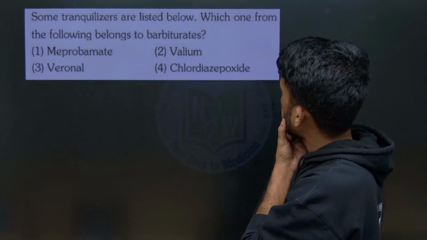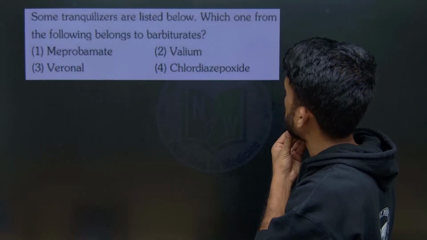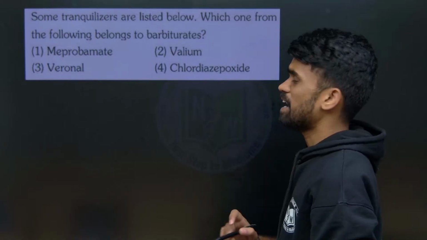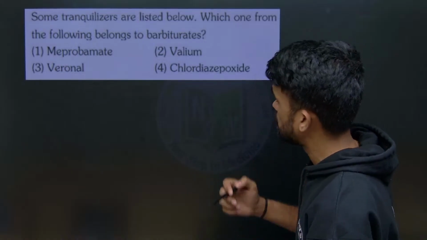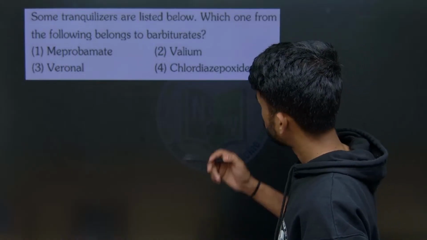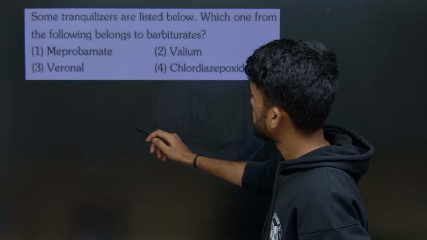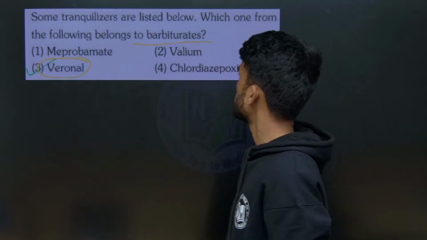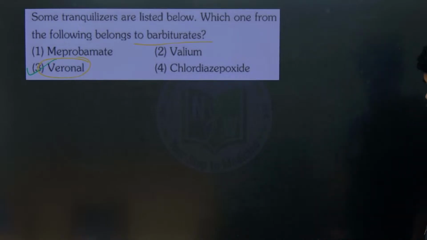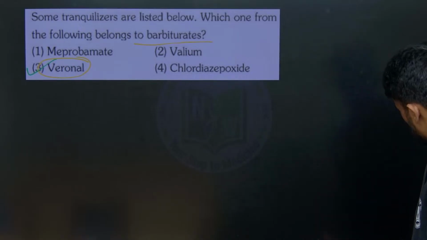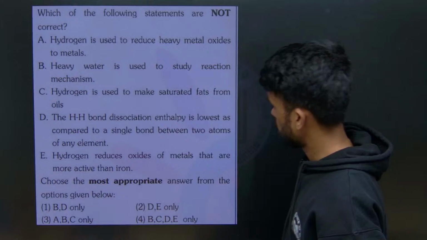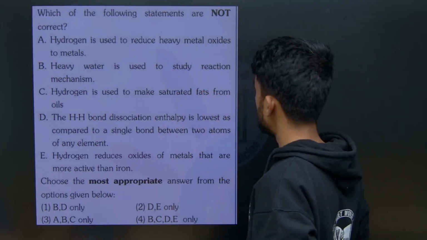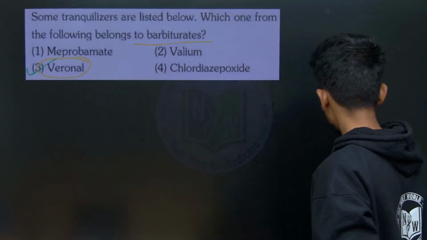Barbiturates: which one of the following belongs to barbiturates? This is a static question again from your 12th class, chemistry in everyday life, where we have barbiturates, veronal. You can directly go with that. It is based on the structures; just go through the NCERT book, everything is given there with the structures.